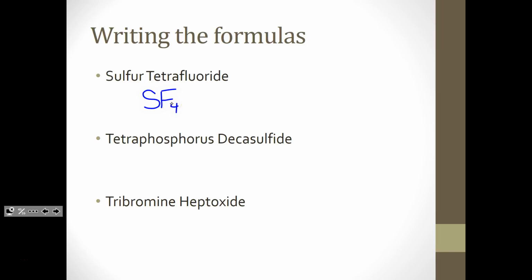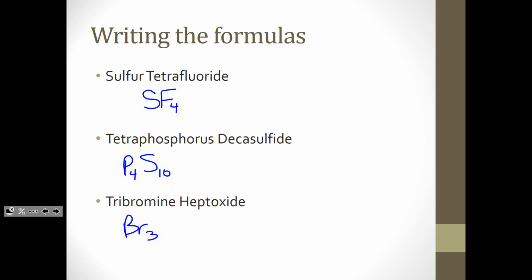Second problem there, tetraphosphorus. Phosphorus is the letter P. Tetra means we have 4 of them. Decasulfide. Sulfide comes from the element sulfur. And deca means 10, kind of like decade. And then finally, we have tribromine. Bromine is Br. Tri means that there are 3 of them.